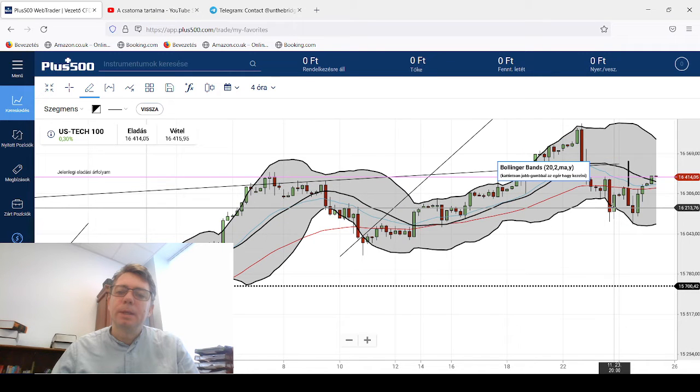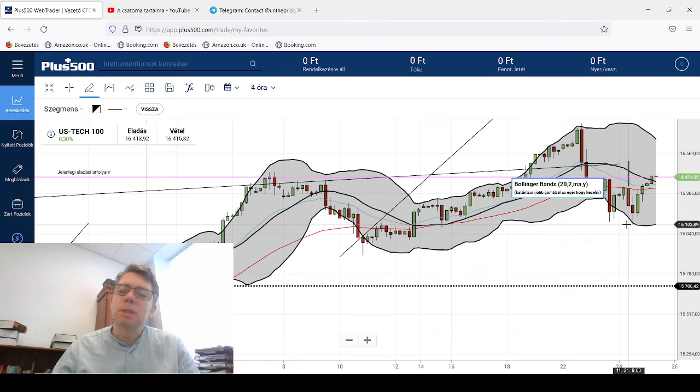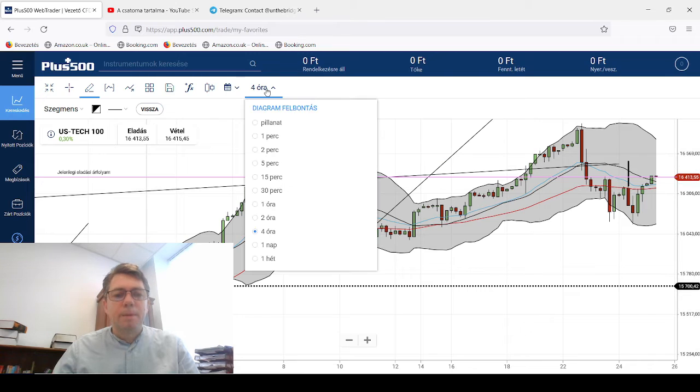If we break below these candles, below 16,100, then of course that's a bearish sign.